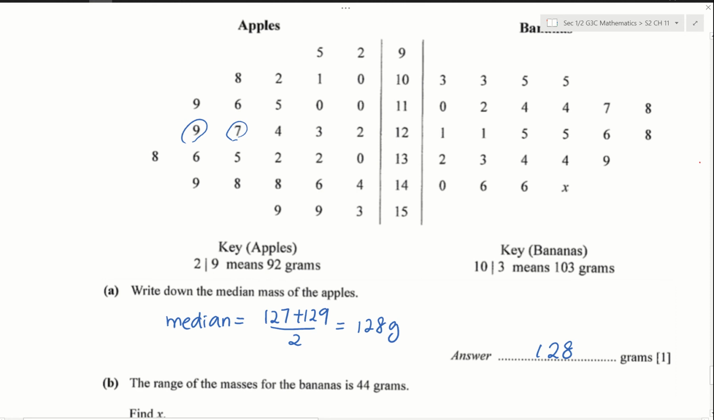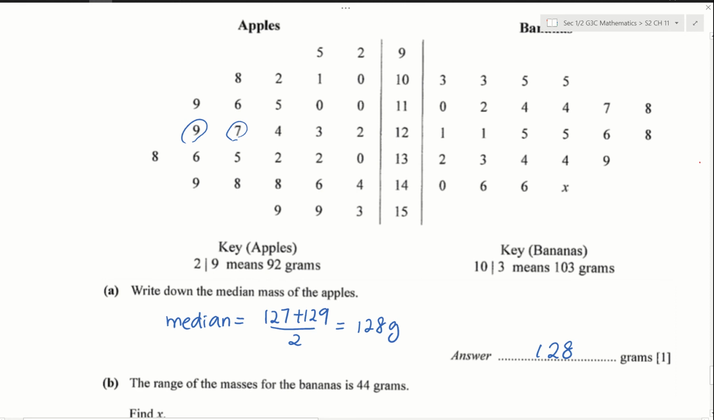Okay, so if you got this, then unfortunately, give yourself a little cross. It is not correct because there's a misconception. You are thinking that X itself is the largest mass, which is not the case. X is a single digit. It is the last digit of the largest mass for the banana. So this one is not correct. Then I show you some other presentations that your classmates did, what it could look like.